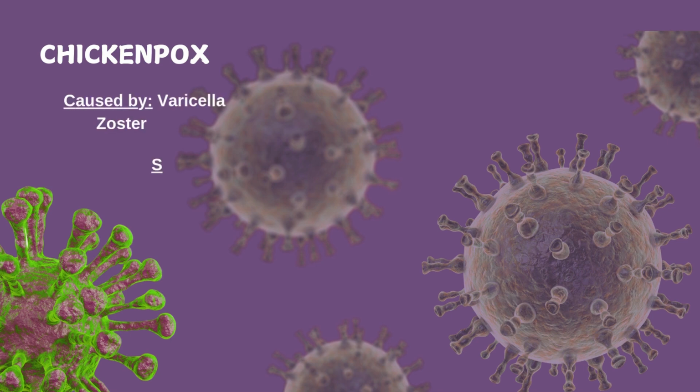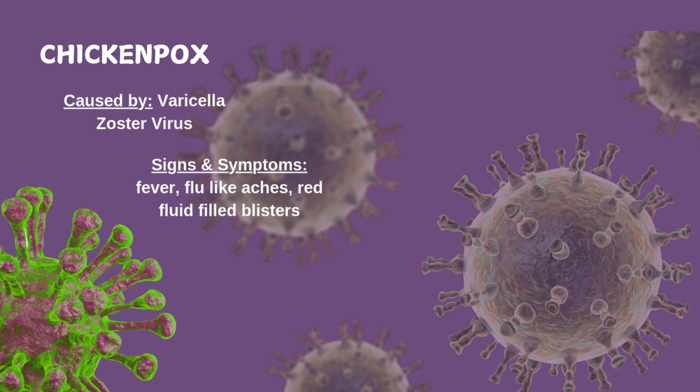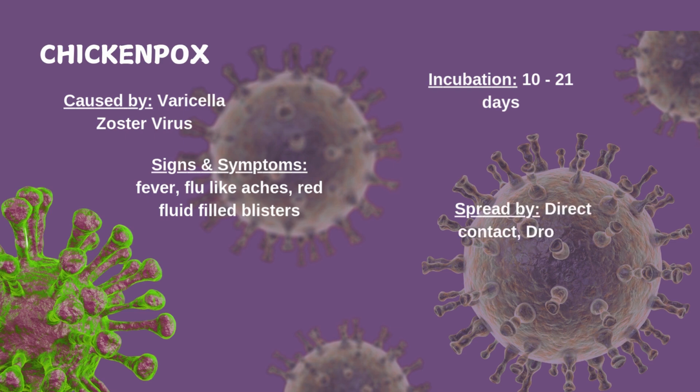Signs and symptoms include a fever, flu-like aches, and a rash characterized by red fluid-filled blisters. The incubation period is anywhere from 10 to 21 days, so it does spread very easily, as people may have been spreading the disease for up to 3 weeks without symptoms. It is spread through direct contact, droplet, and airborne transmission methods.